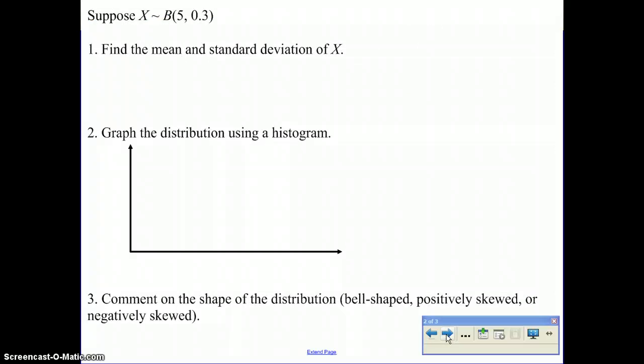So the first one, I'm giving you no context. Just suppose that x is a random variable that can be represented by a binomial distribution where 5 is the number of trials, n, and 0.3 is the probability of success, p. First thing we want to do is find the mean and the standard deviation of x. Well, according to the formulas we just saw, mean, or mu, is equal to n times p. So in this case, that would just be 5 times 0.3, which is 1.5.